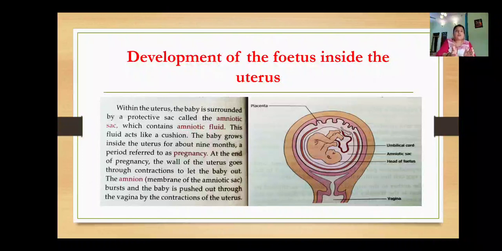Now within the uterus, when the zygote divides and grows, it becomes an embryo, okay. Then when the embryo takes the shape of a human, and all the limbs and other organs start appearing, that embryo is no more an embryo. It is known as a fetus. We don't call it a baby, we call it a fetus, okay.